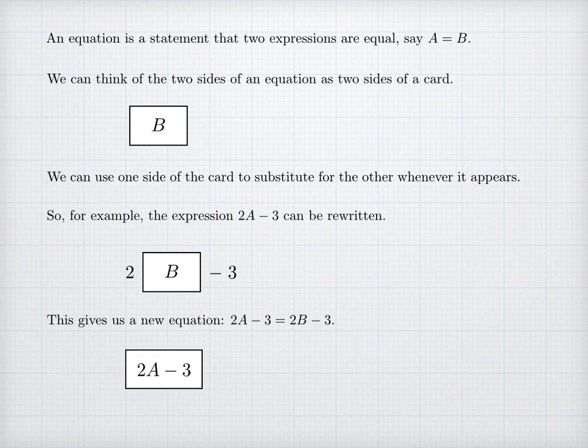So we have an equation. Our new equation is 2A minus 3 is equal to 2B minus 3. And this was using the earlier equation A equals B. This gives us a new equation, which we could think of as its own card: 2A minus 3 on one side, and 2B minus 3 on the other side.